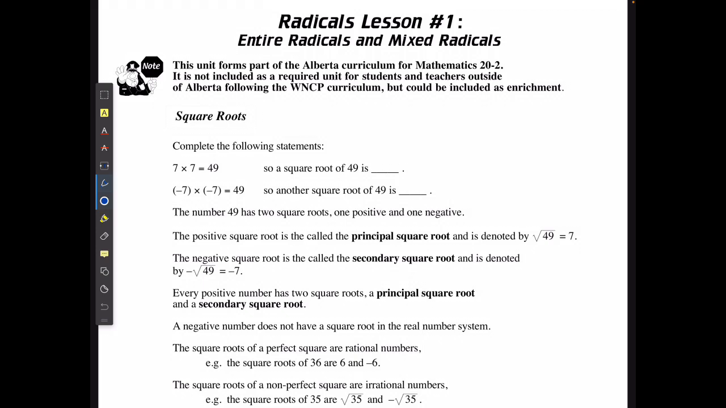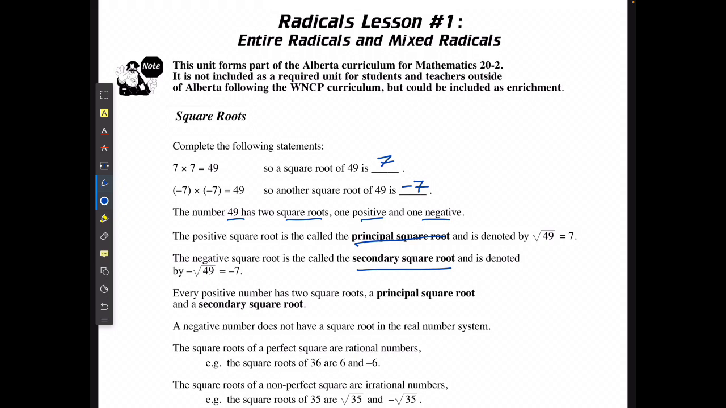First, if I said that 7 times 7 is equal to 49, the square root of 49 would be 7. Also, negative 7 times negative 7 would equal 49, which means that another possible square root is going to be negative 7. The number 49 has two square roots, a positive one and a negative one. Just like when we're dealing with our quadratic formula, we always say positive or negative, whatever it happens to be. The positive one is the principal square root. The negative one is the secondary square root.